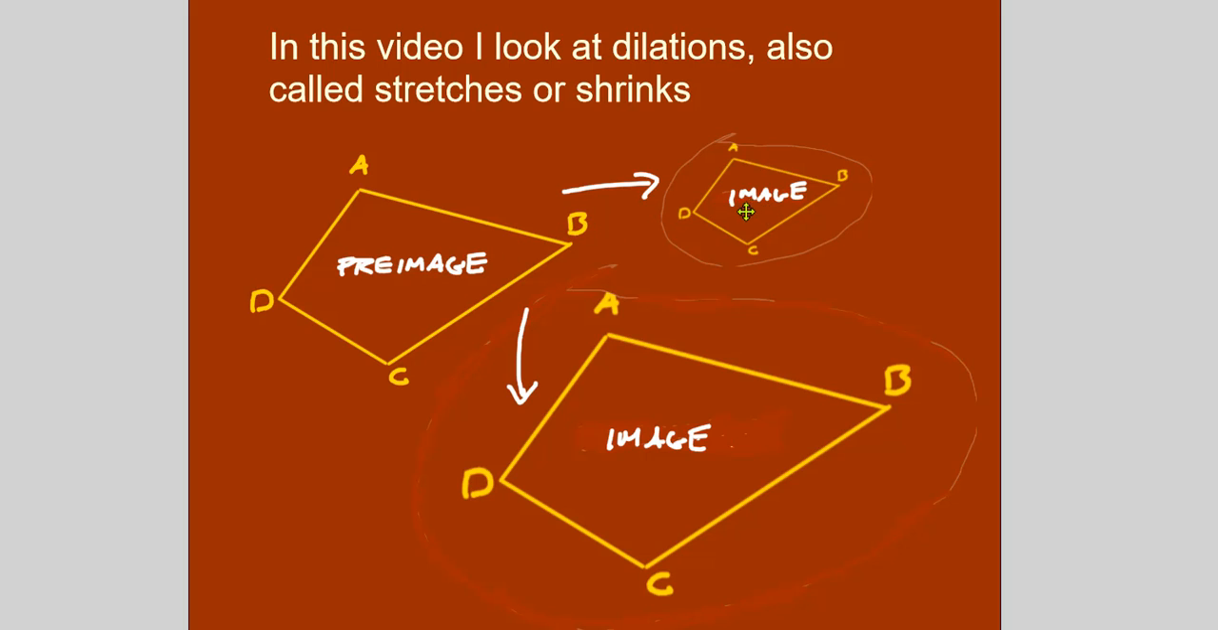In this case, I'm demonstrating a shrink because we're making the image smaller than the pre-image. So again, pre-image is our starting figure, image is our figure we get when we do something to the pre-image. It's our final figure. In this case here, the image is bigger than the pre-image. But notice the shapes are the same. They may not be the same size, but they're the same shape.